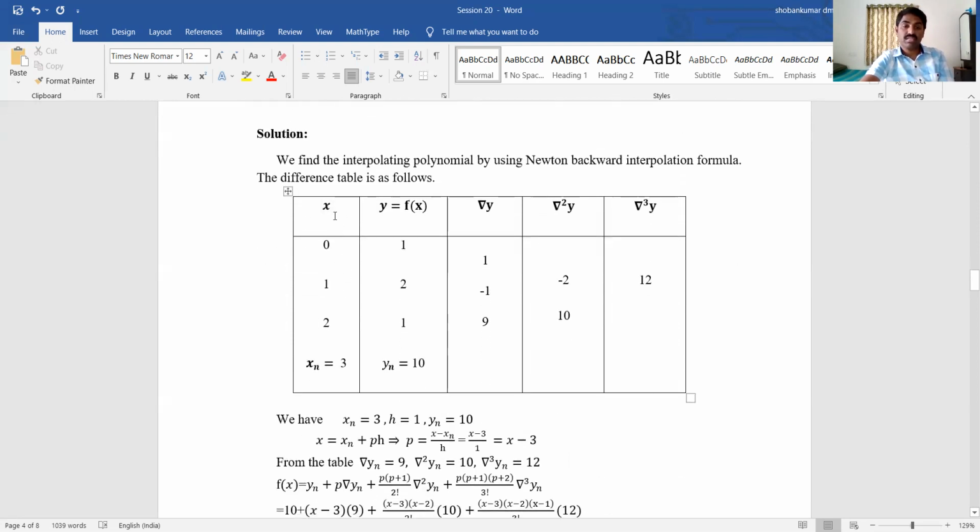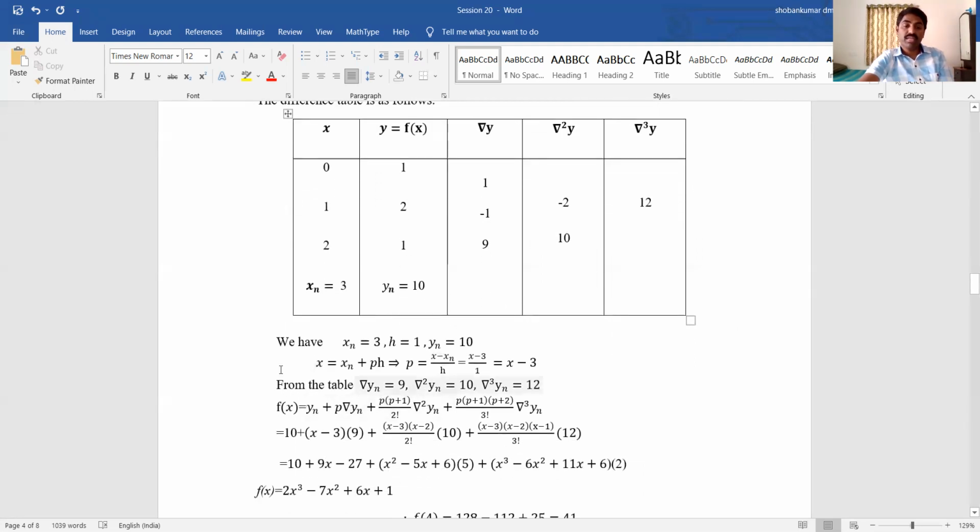Here x are given, x is equal to 0, 1, 2, 3, and y is equal to 1, 2, 1, 10. And these are the leading differences, backward leading differences. Now, from the data, xn equal to 3, h equal to 1, yn is equal to 10. Now x equal to xn plus ph, this implies p is equal to x minus xn by h, that is equal to x minus 3 by 1 is equal to x minus 3. Here p is equal to x minus 3.